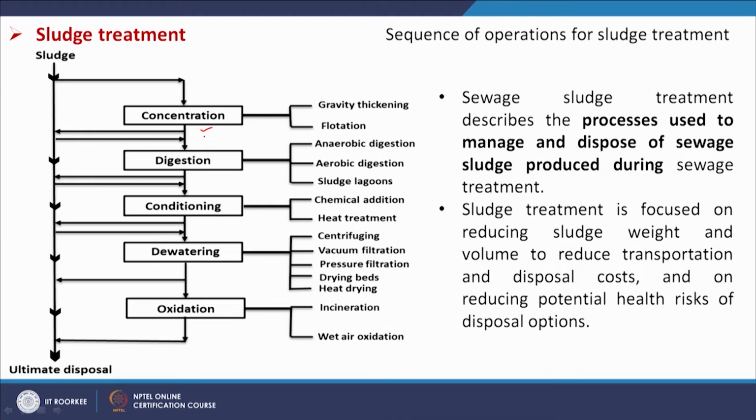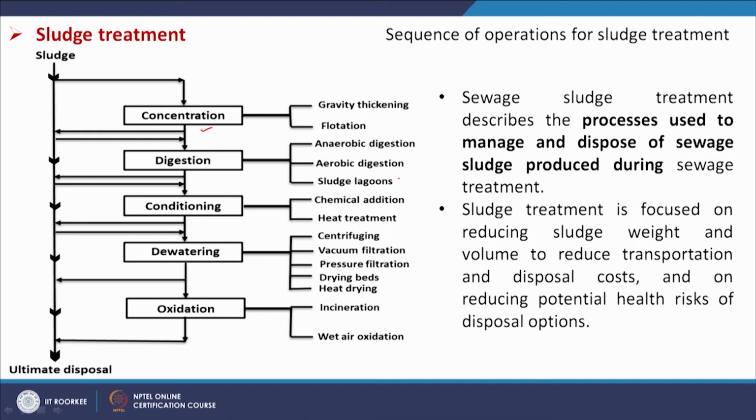So, certainly we are interested to increase the solid percentage in the sludge. That is done by gravity thickening and flotation, and the next step is digestion. Then our objective is to convert some compounds to a simpler form and reduce the volume of the sludge, like anaerobic digestion, aerobic digestion and sludge lagoons are some examples of it.